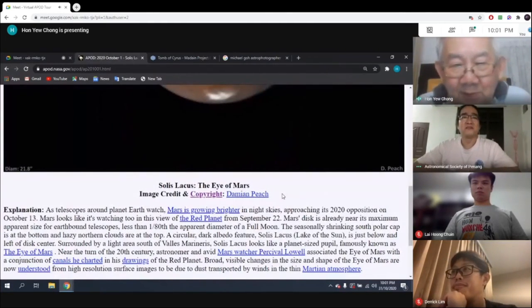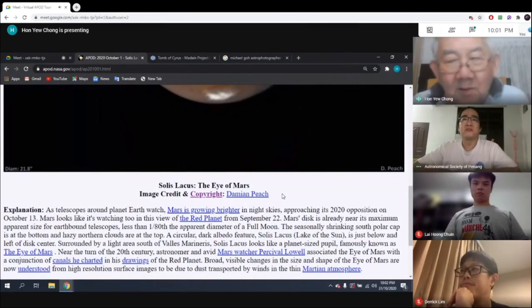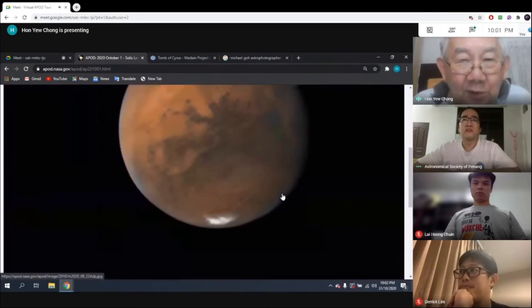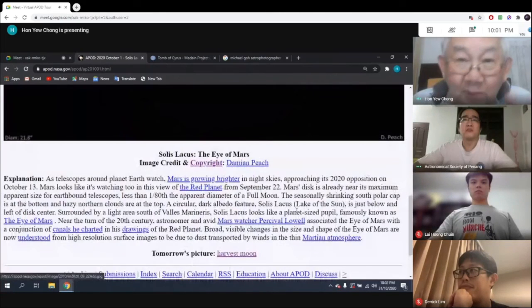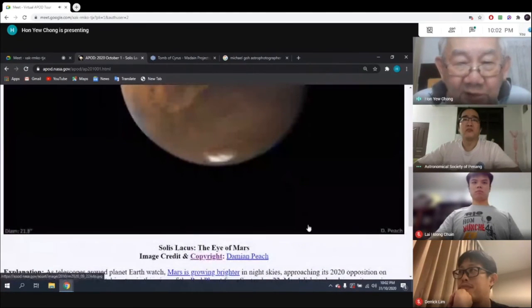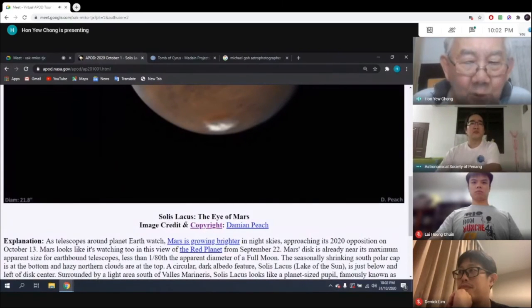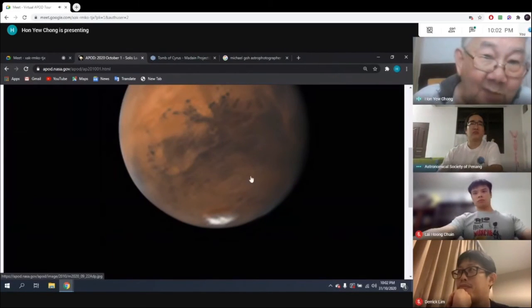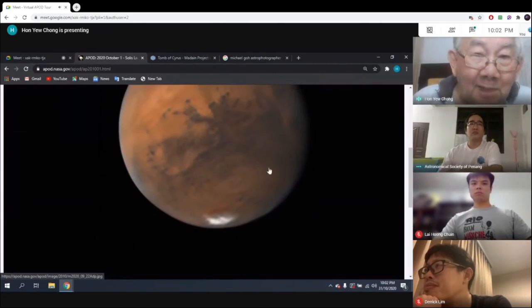I remember Damien Peach became famous more than 20 years ago when he was just a young amateur British astronomer, astrophotographer. He took the pictures. At first, not so nice, but now he's a very famous one. He took a lot of pictures. With his telescope, you can see Mars, and this is about Solis Lacus, the eye of Mars. So this is the eye of Mars here. So remember Mars, a lot of features.